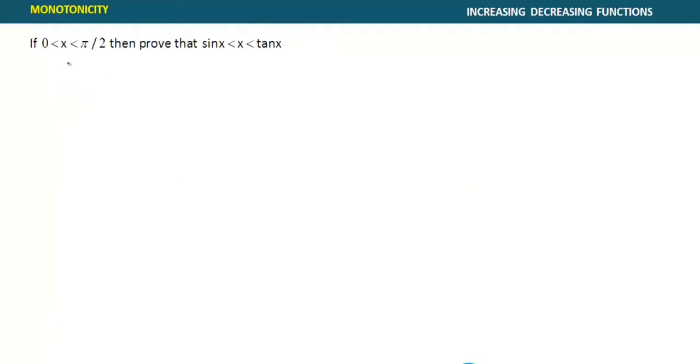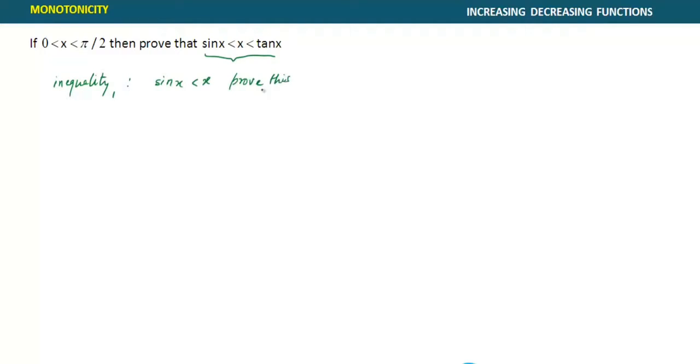Okay, now let's take the other problem. It says if the domain of x is given to be from 0 to pi by 2, then you want to prove this particular inequality, that x is greater than sine x, but in turn smaller than tan x. So let's go step by step. Let us solve inequality 1 here. The inequality 1 here is that sine x is less than x. This is what we want to prove.